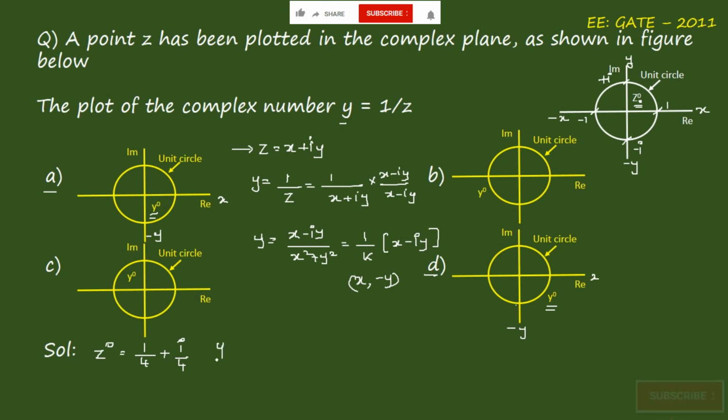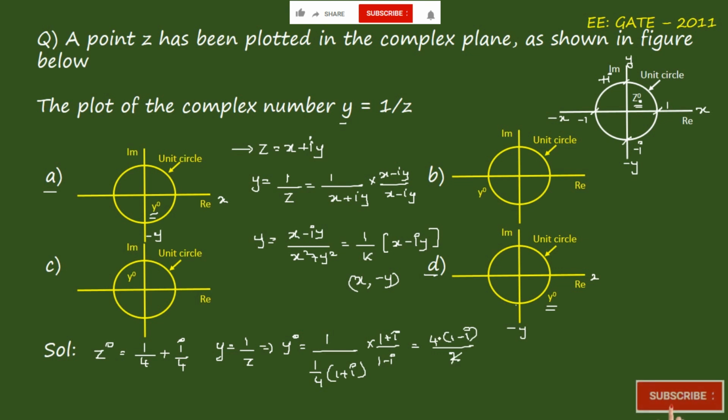Now find the value of y, which is equal to 1 by z. Then we get y naught is equal to 1 by 4 of 1 plus i. When you multiply both sides with 1 plus i by 1 minus i, then we get 4 into 1 minus i by 2. One side goes by 2. So y naught will be coming at 2 minus 2i. So it is coming outside the unit circle. So it will be satisfied in option D.